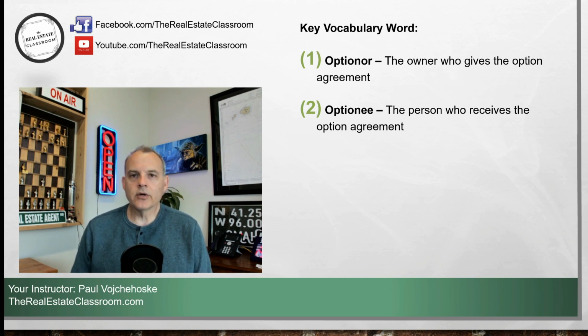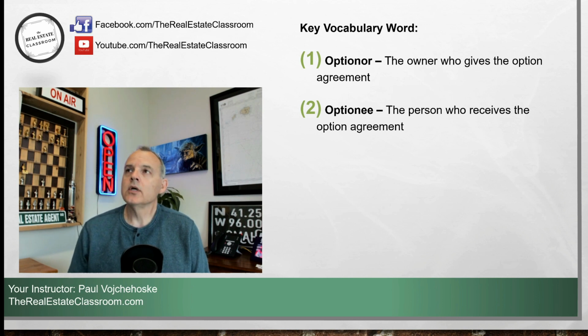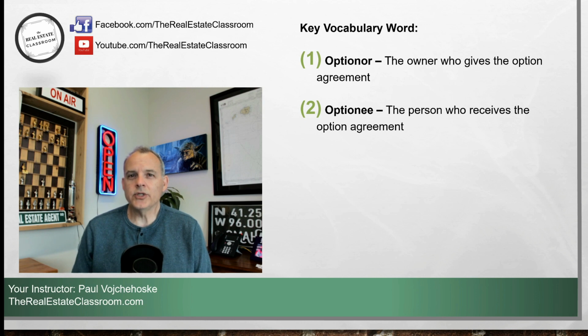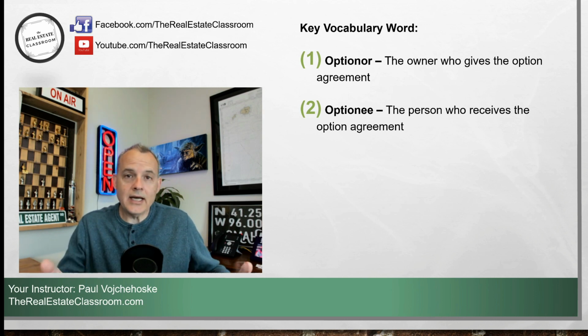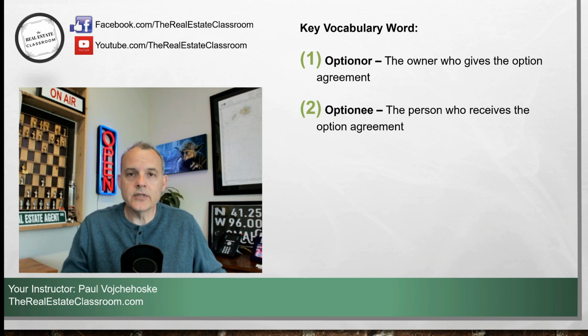So let's say there's an owner of a piece of property and someone wants to buy it, but they don't qualify for the loan for the next 6 months. So maybe they just started a new job and the lender says they have to be at that job for 5 or 6 months before they can count their income as verifiable income. So the optionee doesn't want to lose that house to somebody else, or the buyer doesn't want to lose that house. So they enter into what's called an option contract.